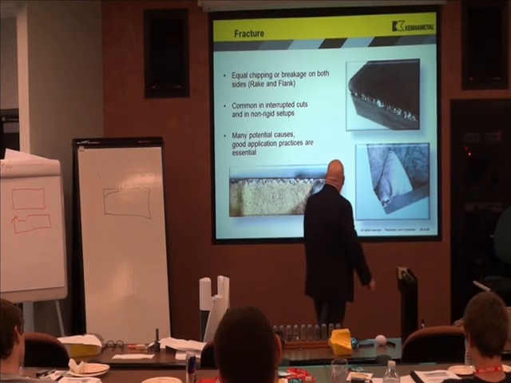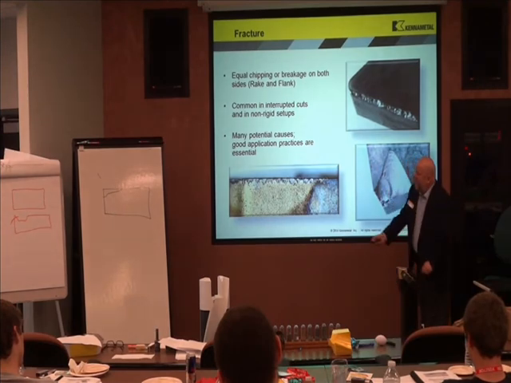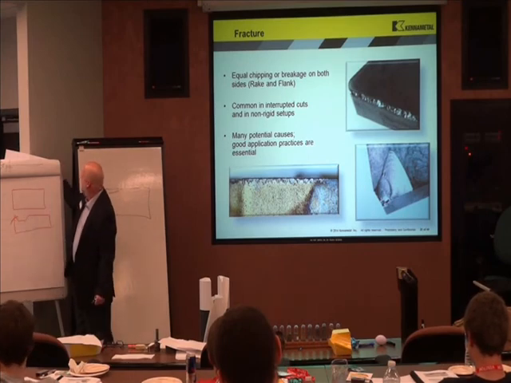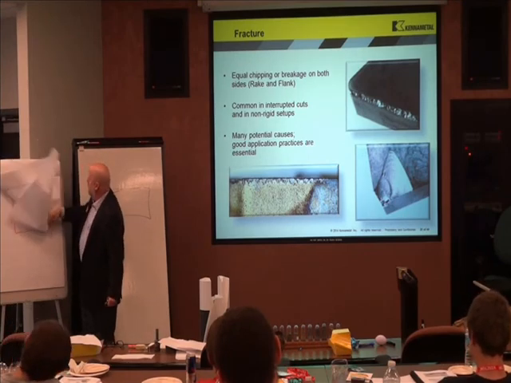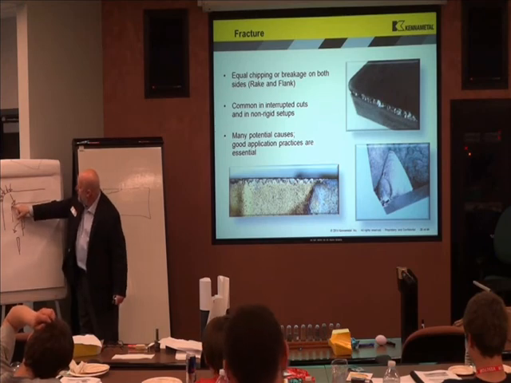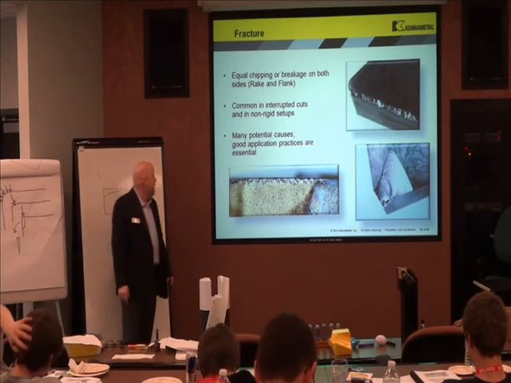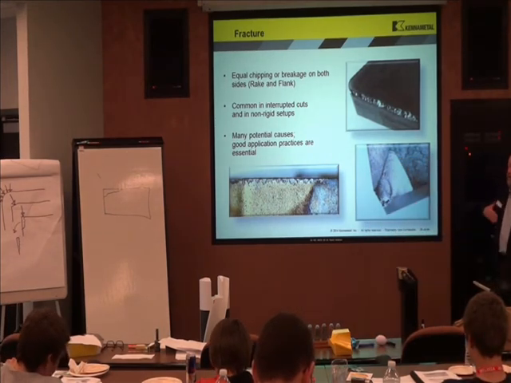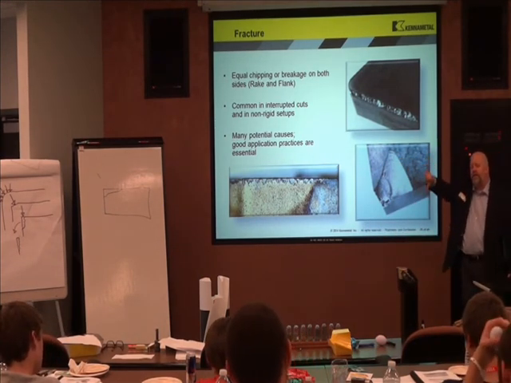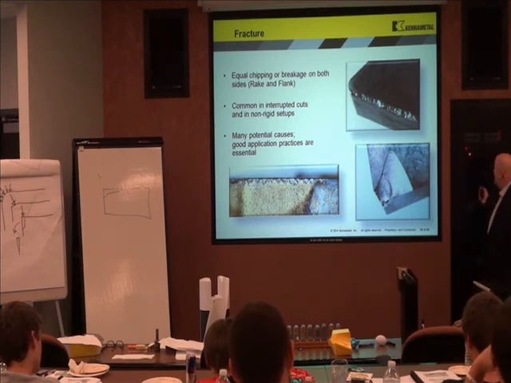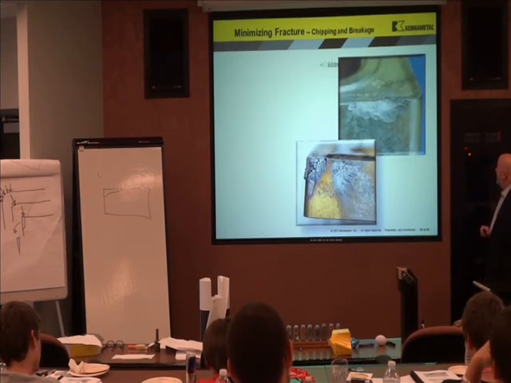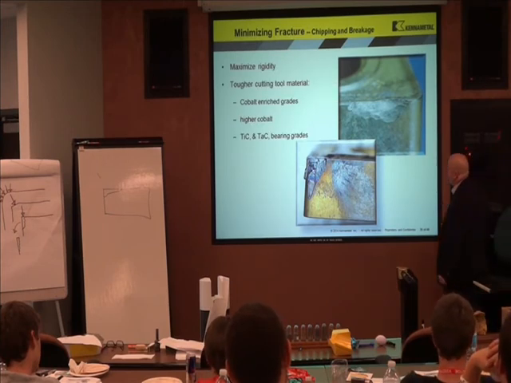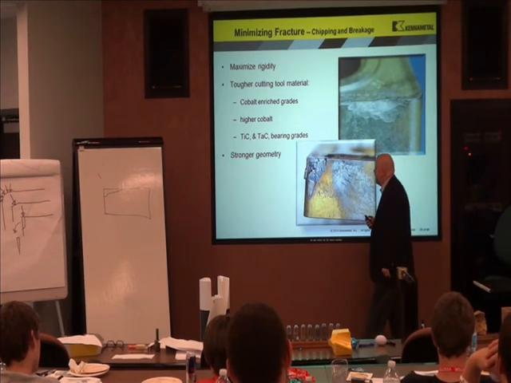If that doesn't work, you can change your edge prep that we showed you before. You could go from a positive to a negative. You could go from a sharp to either more T-land or hone. Last but not least, you go to a tougher grade of carbide. But if you go tougher, that typically means you're going to have to go slower. Maximize your rigidity, tougher cutting geometry, and stronger geometry.